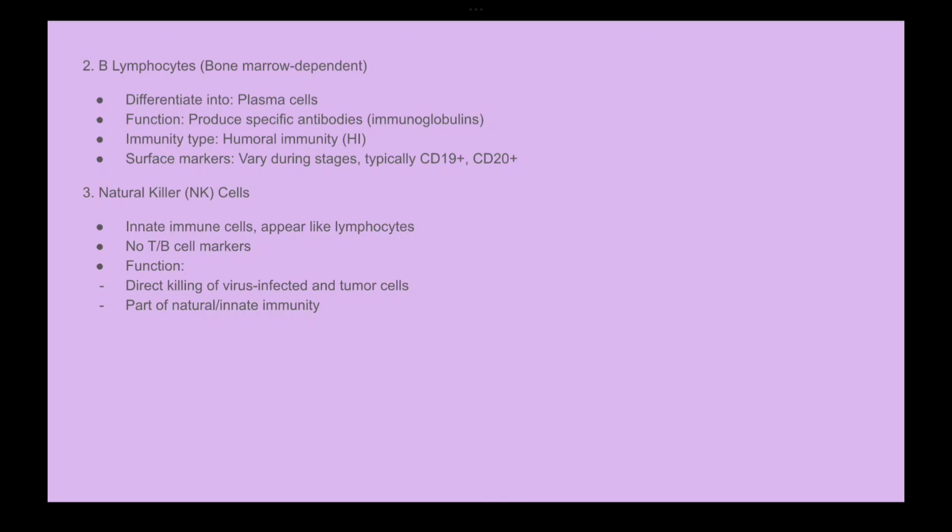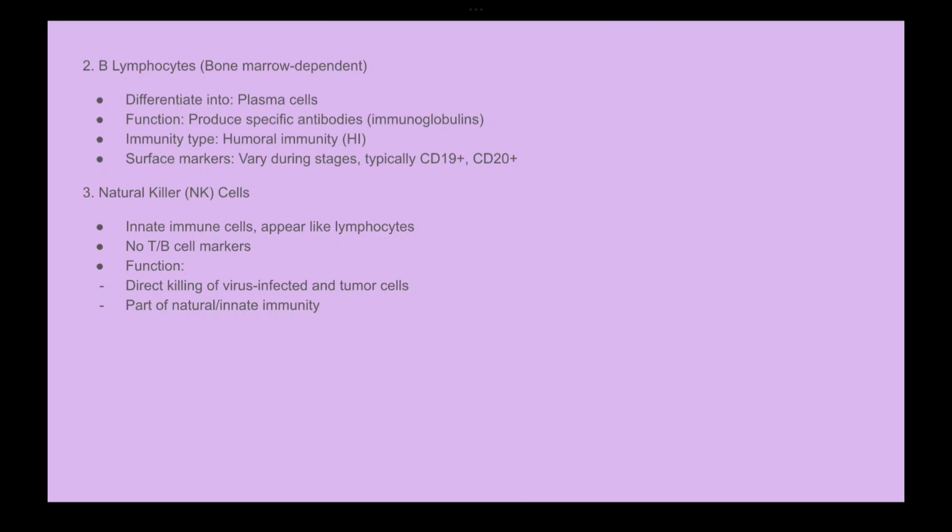The surface markers of B lymphocytes, that is, the components present on the cell membrane, vary, and they usually have CD19 plus and CD20 plus proteins. So these are the proteins that are present on the cell surface.